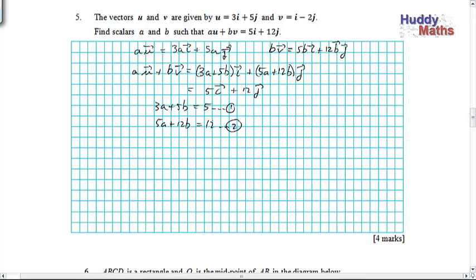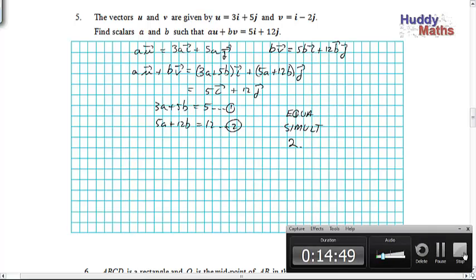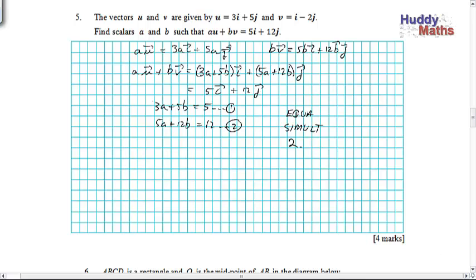Now, in this particular course here, we could just use the calculator to do that and solve it with equa mode on the calculator. So go equa, simultaneous, 2 unknowns, and enter that and come up with a solution. Let's do it though by multiplying equations up. We could multiply this one by 5 and this one by 3. We'll get 15a plus 25b equals 25, and 15a plus 36b equals 36.